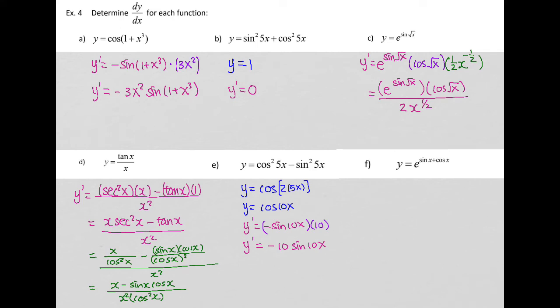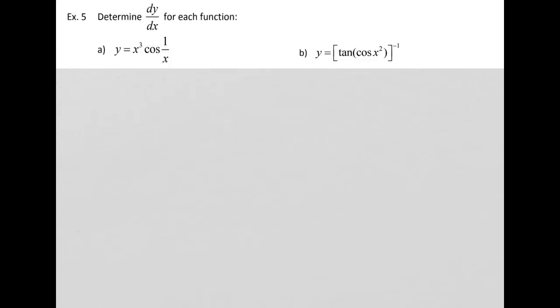Last part, F. Once again, that's an exponential function. So y prime, first thing is copy down the exponential function, don't change anything. And then you have to times by the differentiation of the exponent. So sine becomes cosine, cosine becomes negative sine. And that will be your differentiation.